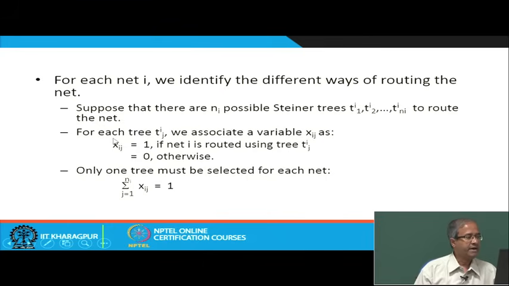Just to make sure that I have selected 1 for only one j value and made all others 0, I also add a constraint that the sum over j of xij should be 1. That means a single 1 followed by all other 0s. That means one Steiner tree should be selected for a net. So, we can represent the constraint like this.